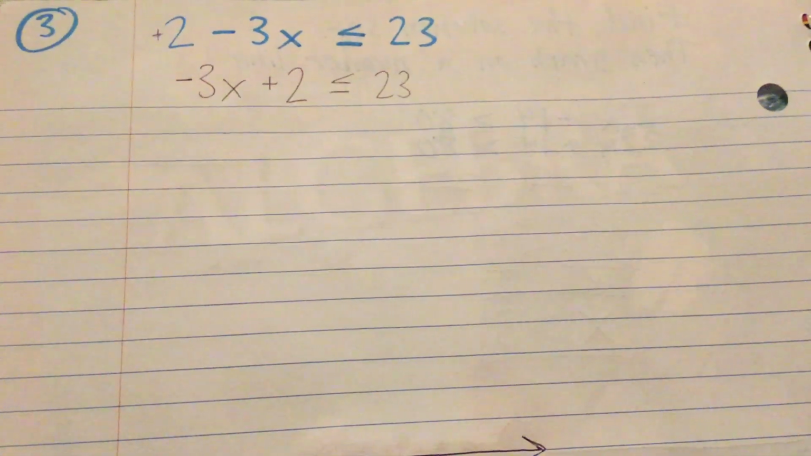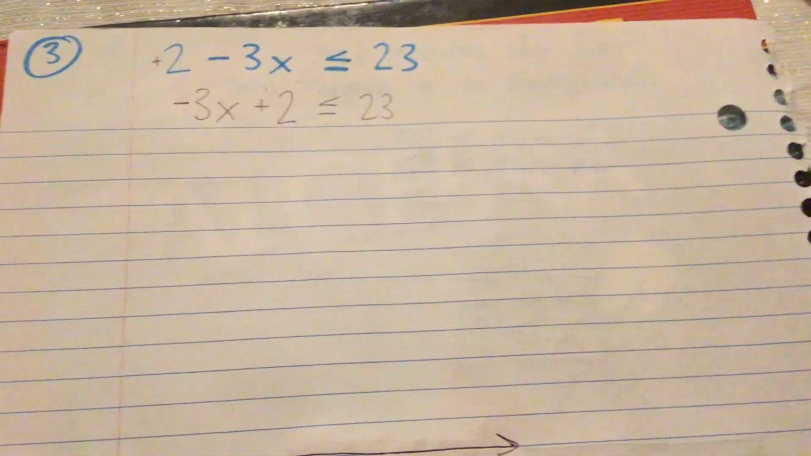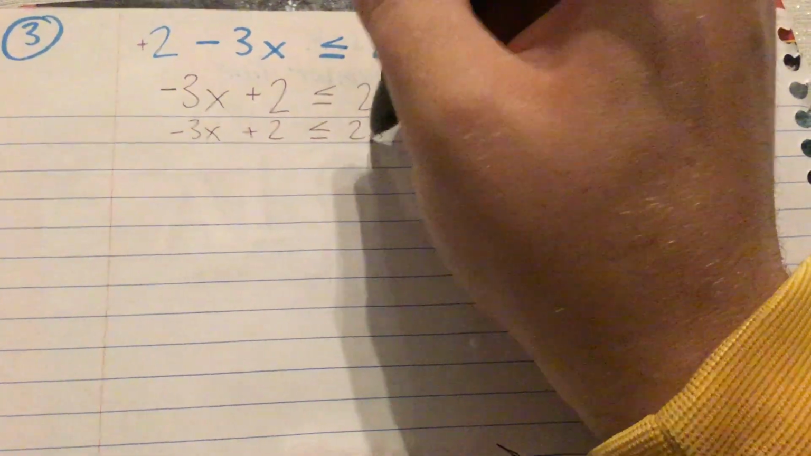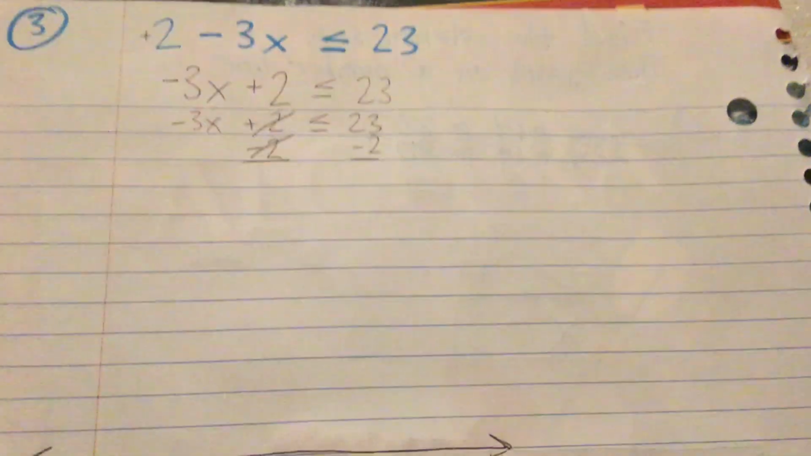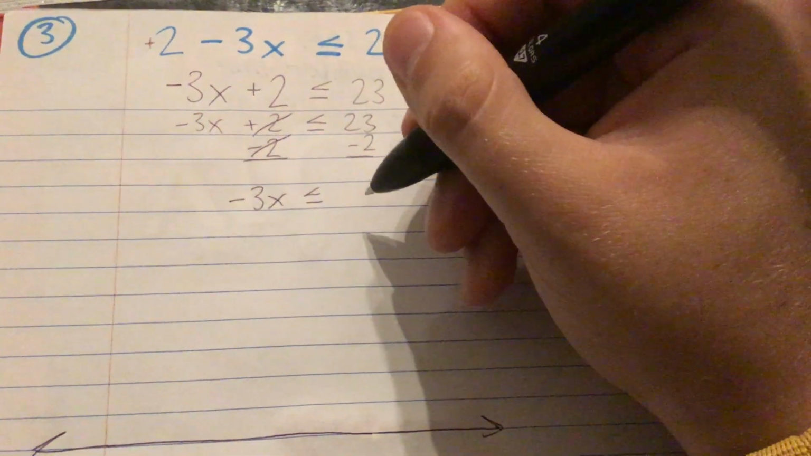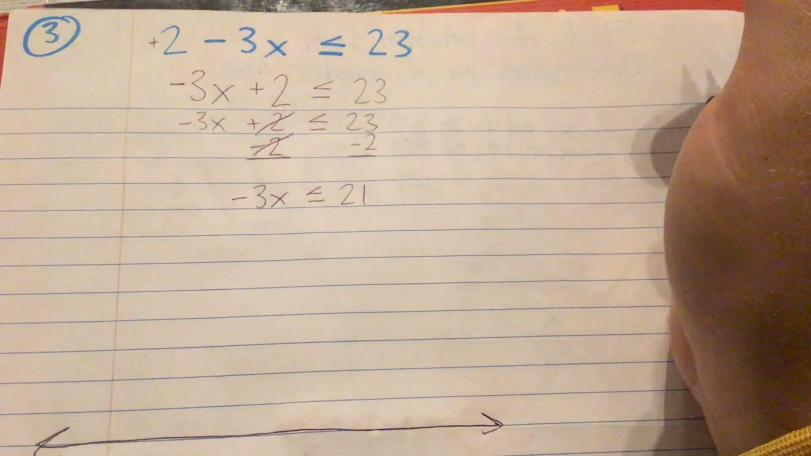Okay. Now, can we solve for x? Oh yeah, we can solve for x. So now we've got negative 3x plus 2 is less than or equal to 23. And I'm going to subtract 2 from both sides. Subtracting 2 from both sides has no impact on the inequality symbol. So now I've got negative 3x is less than or equal to, that is 21. And now what do I need to do to solve for x?